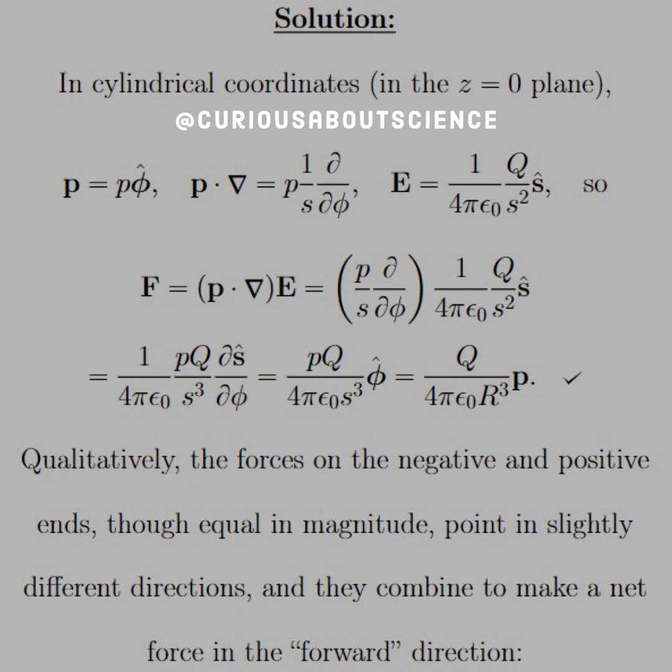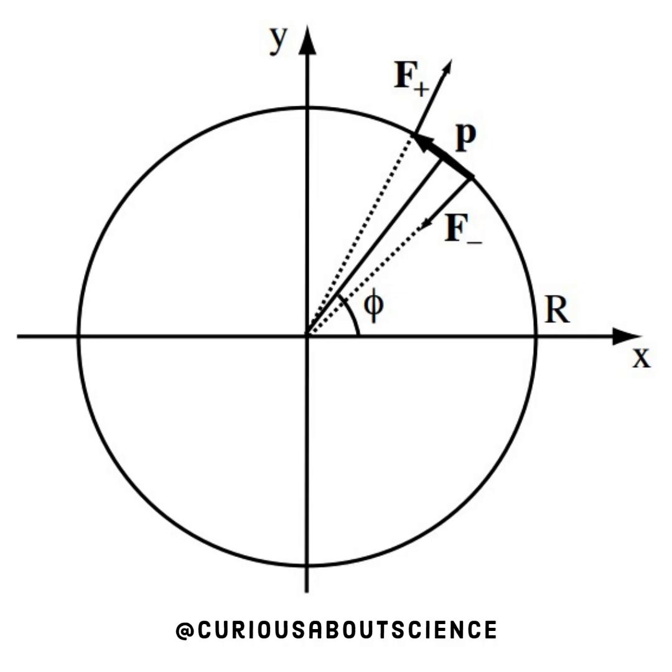Qualitatively, the forces on the negative and positive ends, though equal in magnitude, point in slightly different directions, and they combine to make a net force in the forward direction. We can see this in the diagram. We have the z equals 0 plane, which is also known as the xy plane, and we see where P is, and the force of the negative charge and the positive charge, and why it moves in a circular pattern.